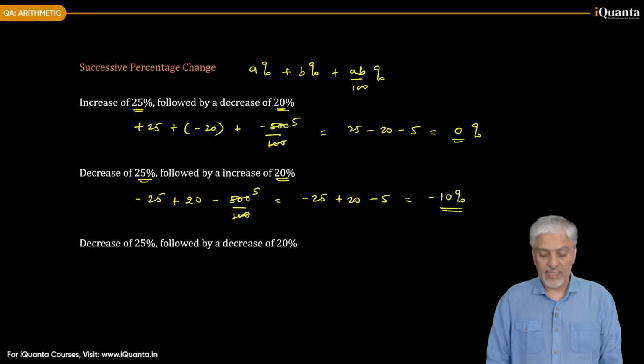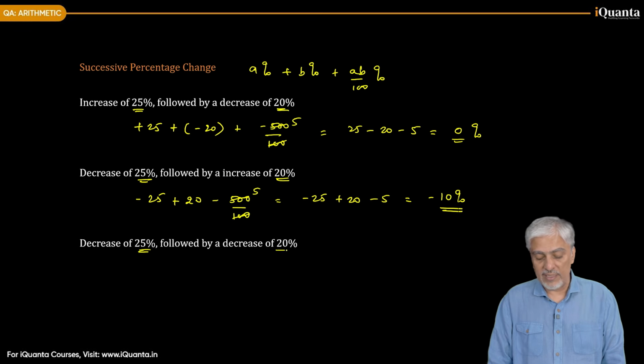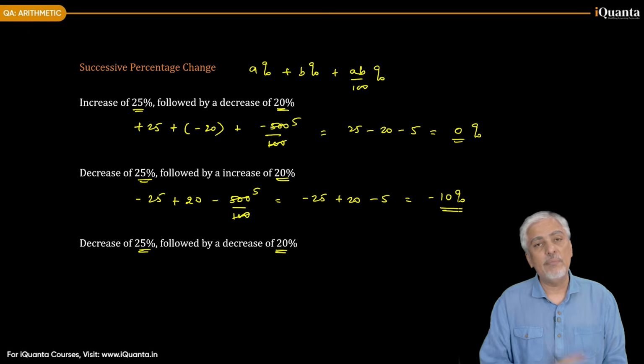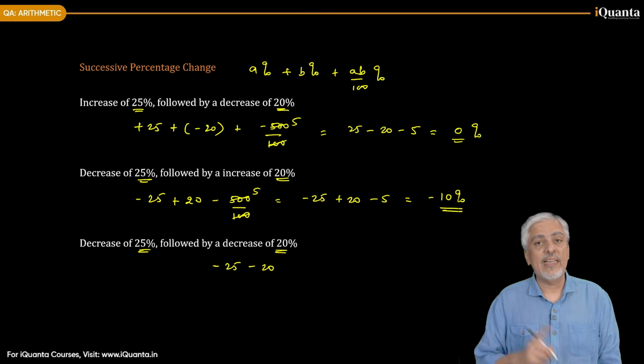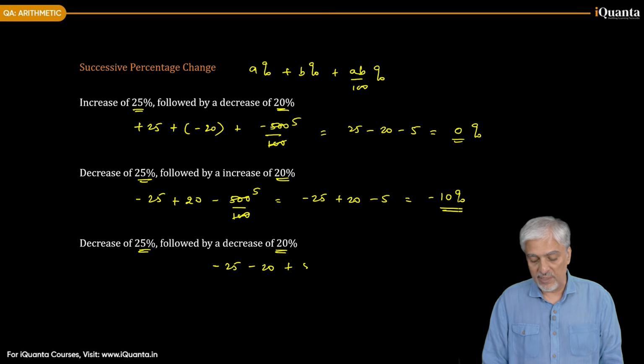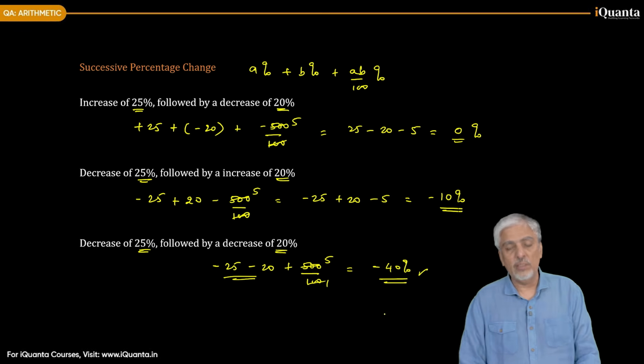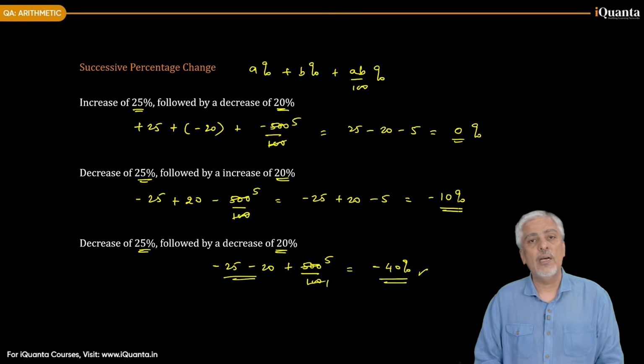Last one, both decrease. Now here you have to be slightly careful. Both are decreasing, one by 25% and then again by 20%. So it will be negative 25, negative 20, but this time A into B is negative into negative. It will become positive 500 upon 100, which will become 5. So this will become negative 45. Negative 45 plus 5 will become negative 40%. Right? So I hope you have understood all three examples and how to go about it.